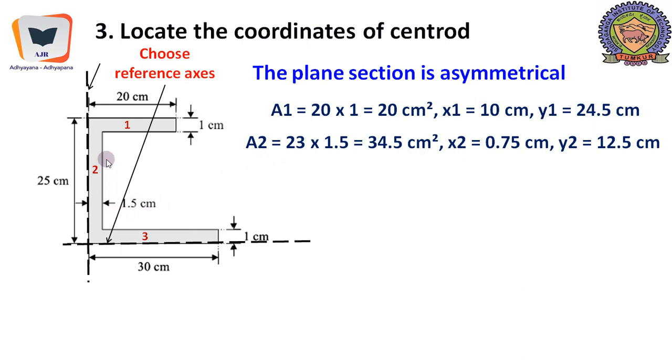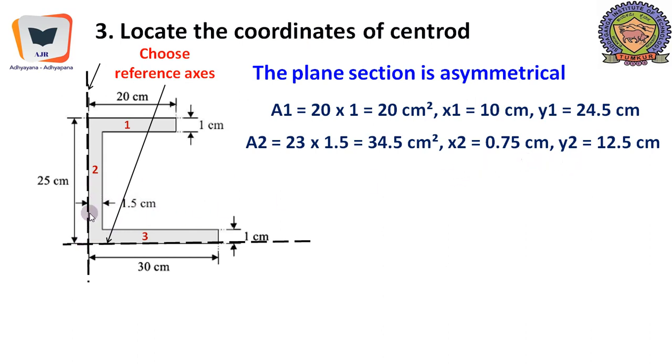As far as A2 is concerned, it has 23 because one thickness goes over here, another one thickness goes over here. So what we are left with is 25 minus 2. Therefore the height from here till here, the area number 2, is 23. Therefore it is 23 into 1.5. The thickness is given to be 1.5. So that will give us 34.5 centimeters square. And x2 is from here till here. It is half of 1.5 centimeter. That will give us 0.75 centimeter.